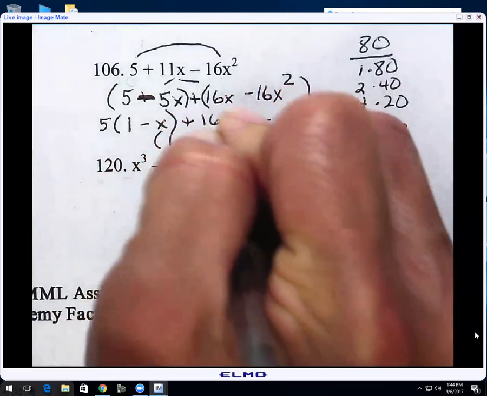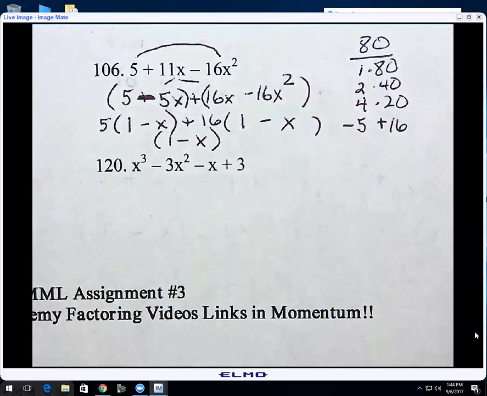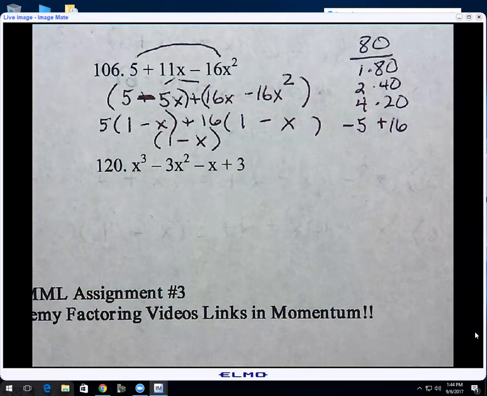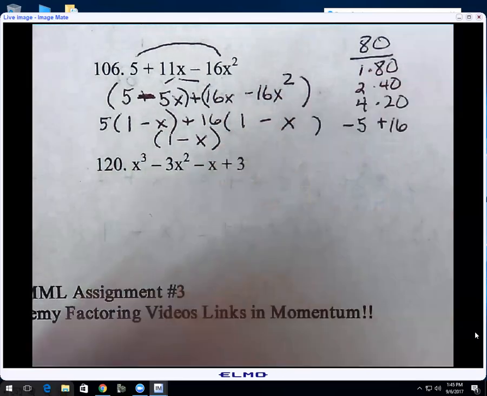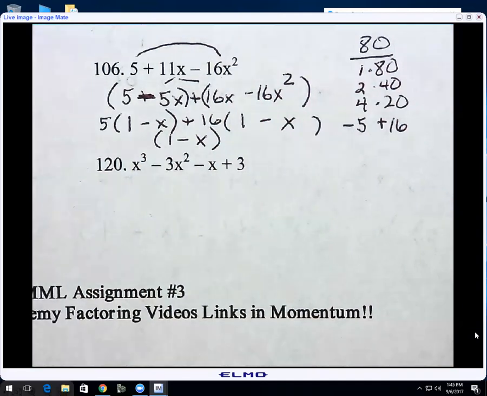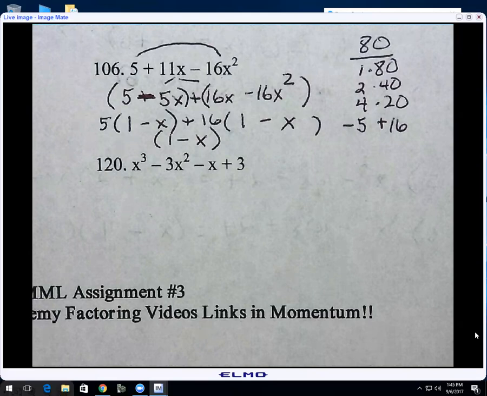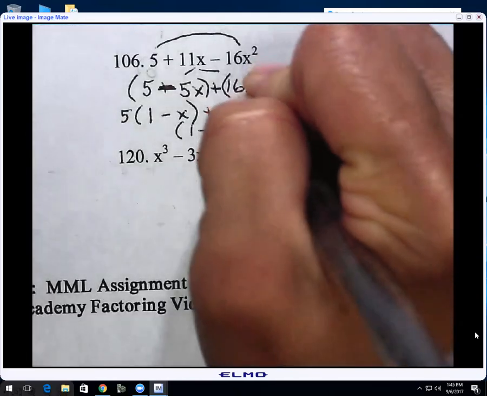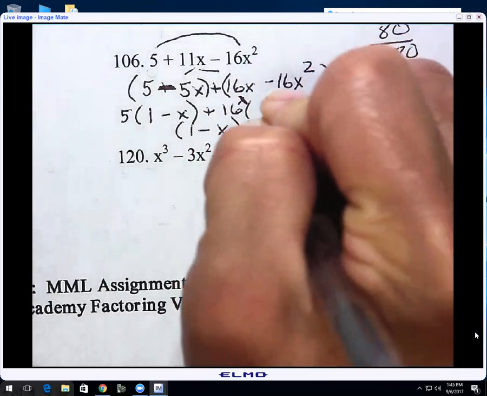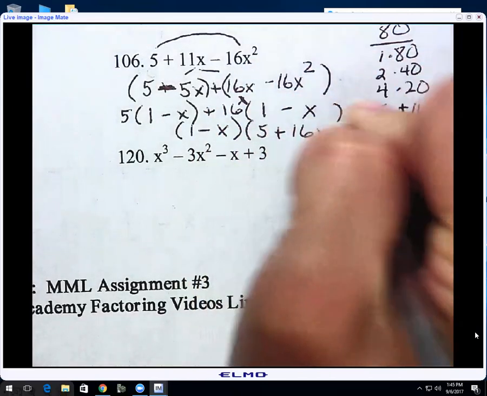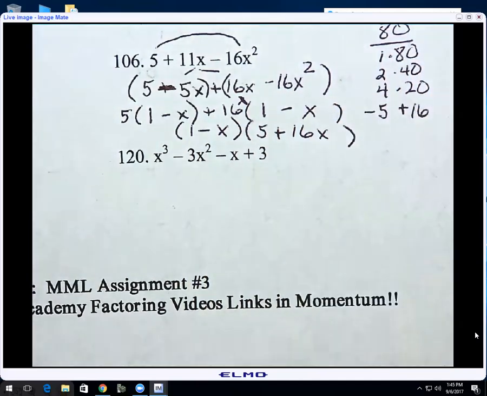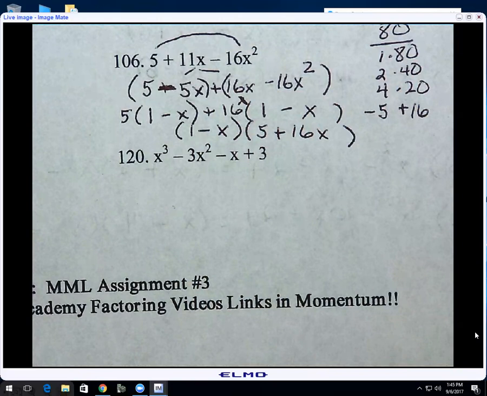1 minus x. Is that the same thing if I write x minus 1? Nope, order matters when you subtract. It's got to be 1 minus x, and then what am I left with? Oh, I see a typo. Where's the typo? I found it. You didn't put the x after the 16. I didn't say GCF is 16x. So my leftovers are 5 plus 16x. If I had time to fold that back together, sure enough, it would give me what I started with.